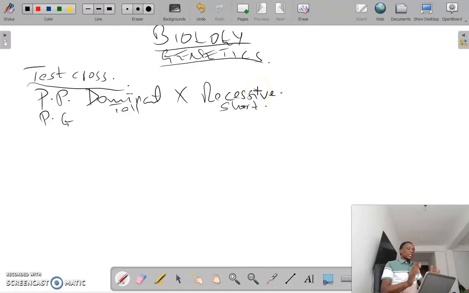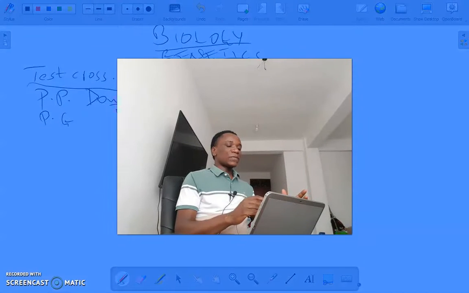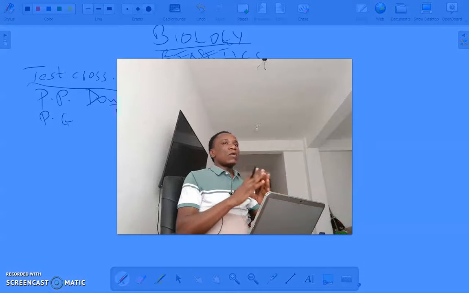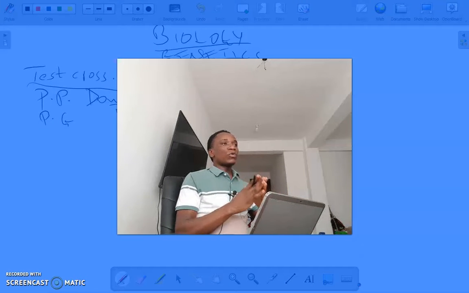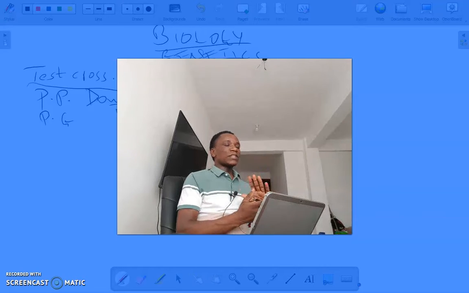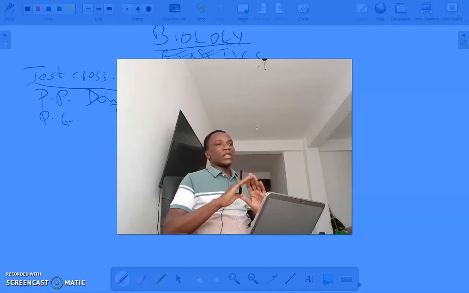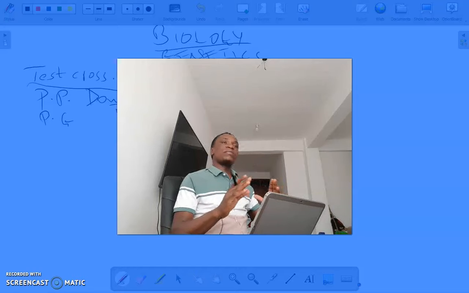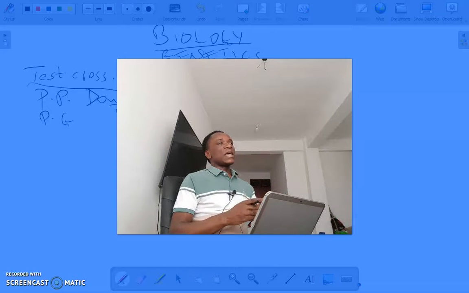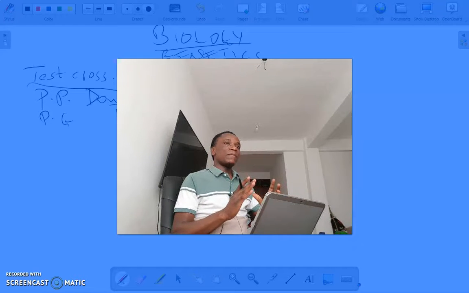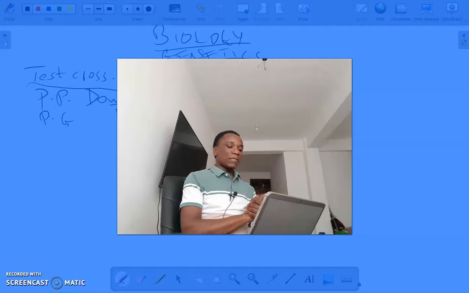Now basically in the test cross, an organism showing the dominant phenotype can be homozygous. In the case of height, it can be homozygous tall or it can be heterozygous tall. And those showing the recessive phenotype always have just a single form. They must be homozygous recessive. So basically, a test cross is carried out to determine if that organism showing the dominant phenotype is homozygous or heterozygous. So that's the purpose of a test cross.